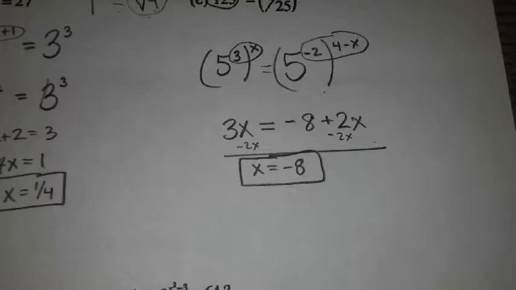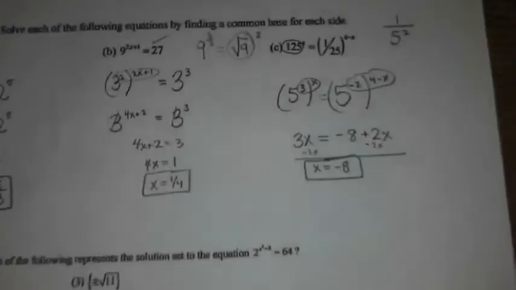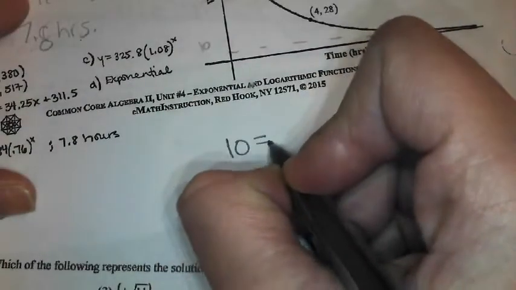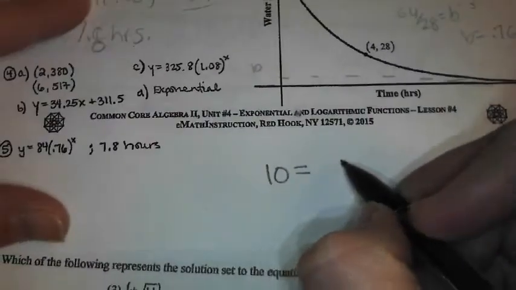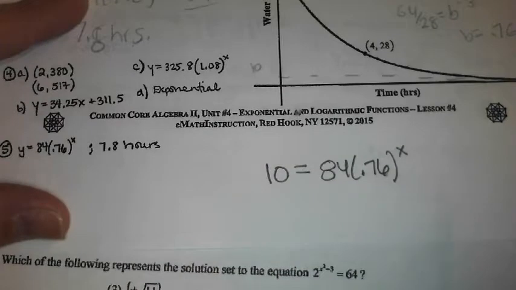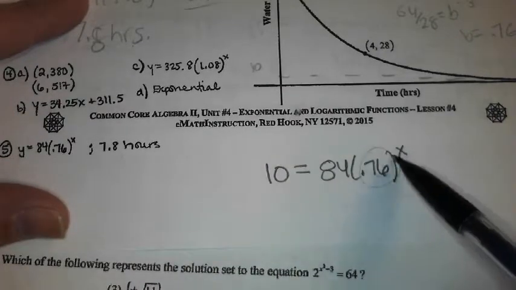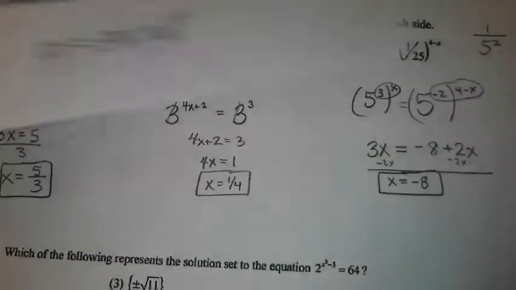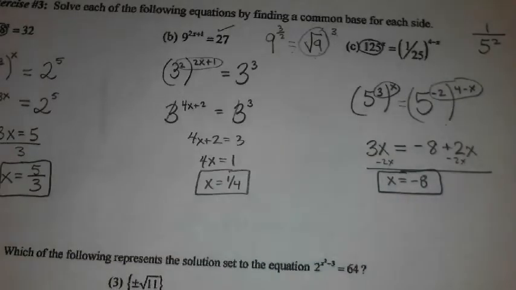Okey-doke. Okay, so do you see how they're all coincidentally working out for you? Just for today. And then we'll talk about what to do when they don't. Like last night's homework was this equation, 10 equals 84 times 0.76 to the x power. The base is 0.76. I don't really know how to rewrite this as a 0.76, so we wouldn't be able to solve that still.